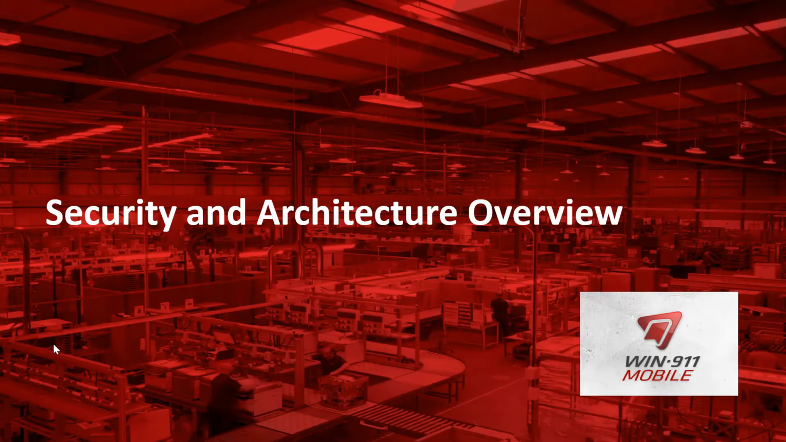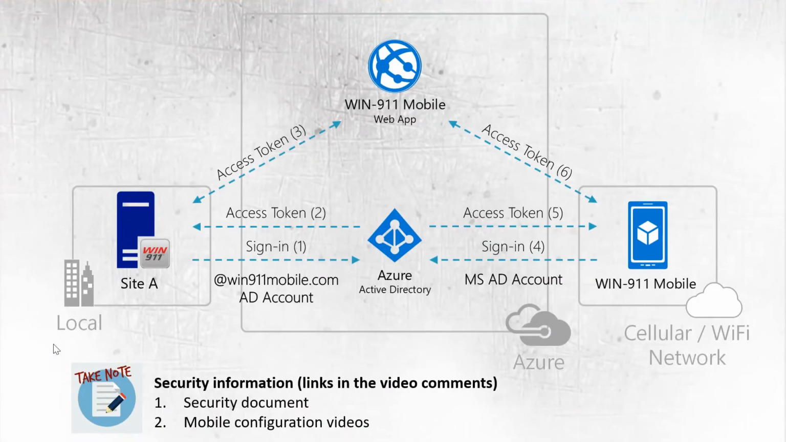Now that you've seen how it works, let's talk about security and the overall architecture of WIN-911 mobile. As I mentioned earlier, WIN-911 uses Microsoft Azure as its authentication method. So if you're here on the left-hand side, you have your site or your plant with your SCADA, and the right-hand side is your mobile user. How this works is you will sign into your account, and you'll get this token from Azure, which we send to the system. That's a one-time sign-in.